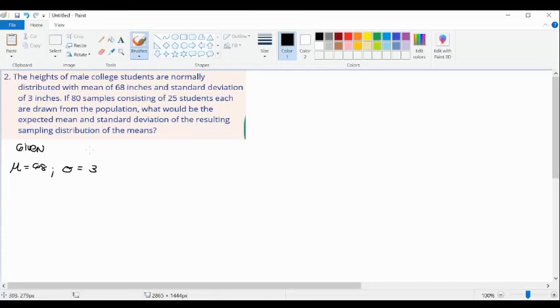And then it says, if 80 samples consist of 25 students, maybe you're getting confused with this. So it means your number of samples would be 80, but the size of your sample would be 25. And then second, we're going to find the mean of the sampling distribution. And again, what's its property? The mean of your sample mean is equal to your mean, which is 68.